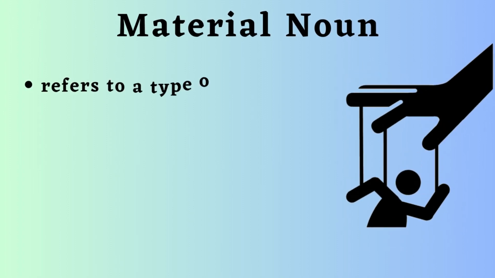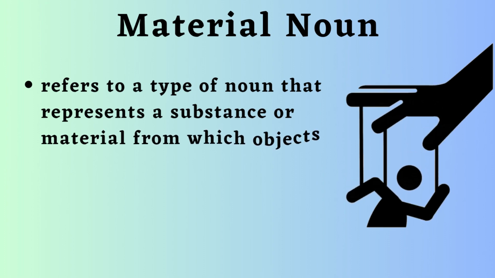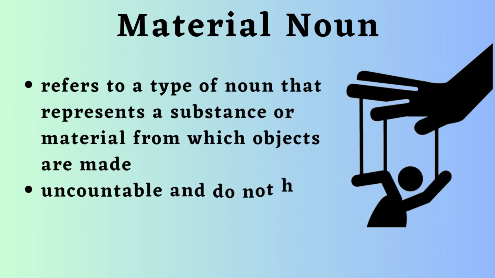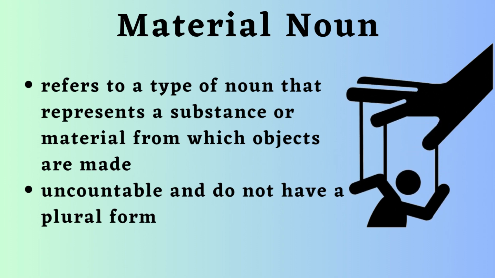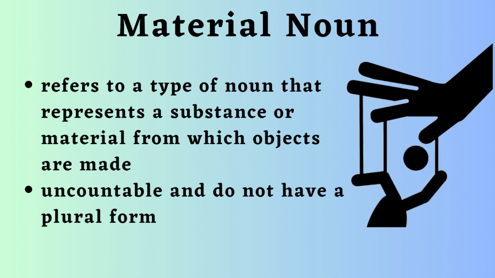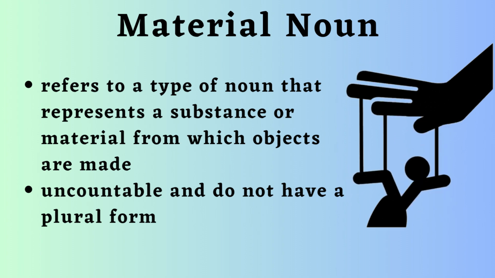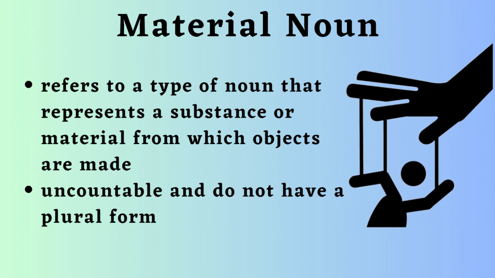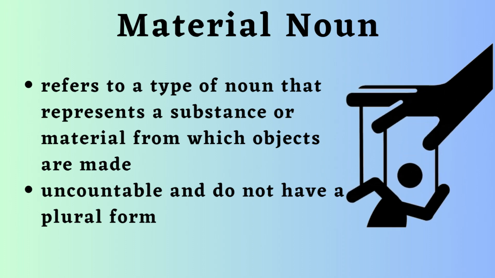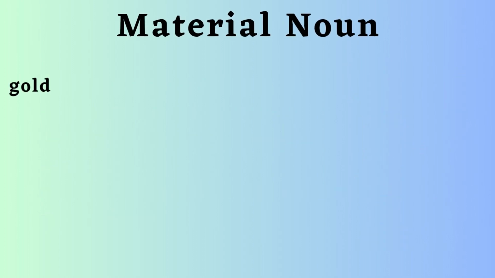A material noun. Material noun refers to a type of noun that represents a substance or material from which objects are made. Material nouns are typically used to describe the physical matter or substance of something. These nouns are often uncountable and do not have a plural form. Let me explain this material noun with some examples.